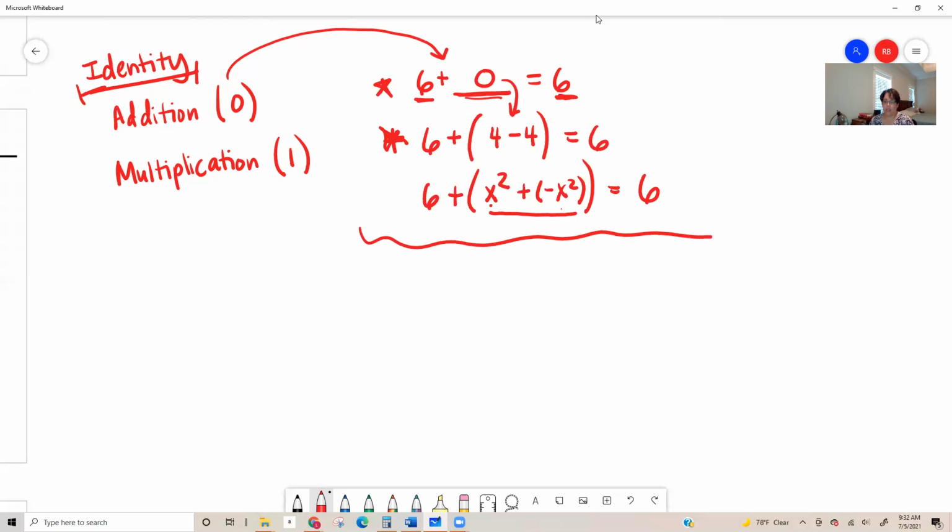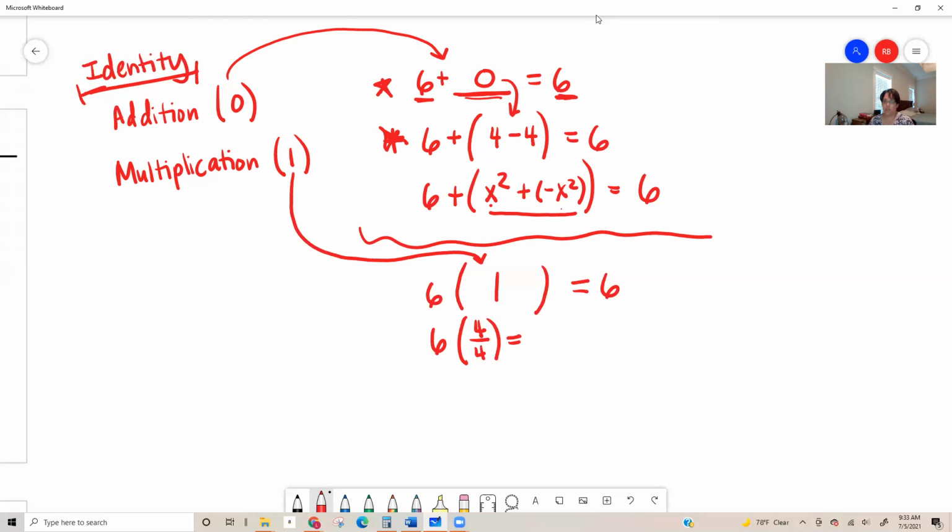All right, now multiplication is similar, except that what you do here is we're going to multiply 6 times some number and we're going to get 6. Okay, now the secret number for multiplication is 1. So I can just say 6 times 1 is 6. But now remember, 1 is probably the mathematician's most favorite number to disguise, because any number over itself is 1. So I could say 6 times 4 over 4. 4 over 4 is 1.